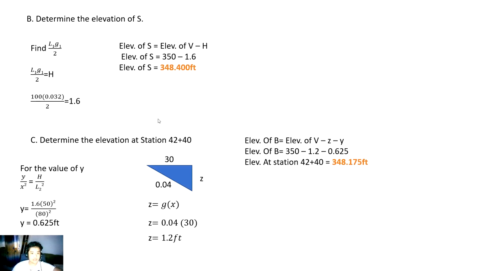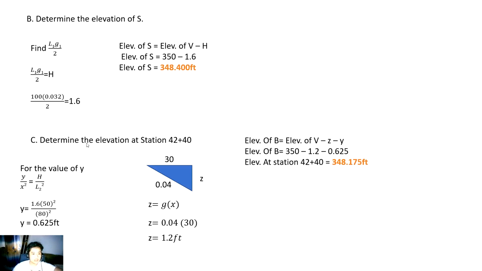So having that in our mind, madedetermine agad natin or makoconclude natin na ang L1 G1 over 2, which is yung ginagamit para ma-determine ang lowest point of the curve, malalaman agad natin na manggagaling siya sa PI or elevation of vertex. Manggagaling siya sa vertex. So, to find the elevation of S, ang gagamitin natin ay elevation of vertex minus H. So, using that formula, isa-substitute natin yung H at yung elevation of vertex. So, 350 minus 1.6, makukuha natin ang elevation of S na 348.400 feet.